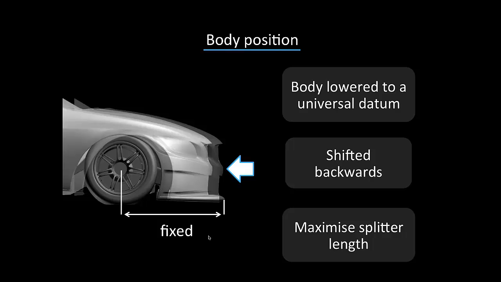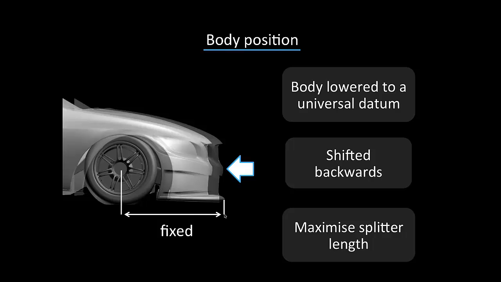One thing here, shifting the body backwards. The Volvo has actually moved backwards almost 4 inches on its wheelbase before we stopped. A couple of the reasons for that is maximising your splitter length. So you can see from the image on the left that we do have a fixed distance from the centre of the wheel to the leading edge of the splitter there. And you're generally trying to capture a high pressure bubble in front of the car, the stagnant airflow that builds up in front of it.